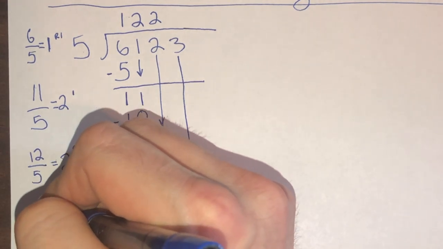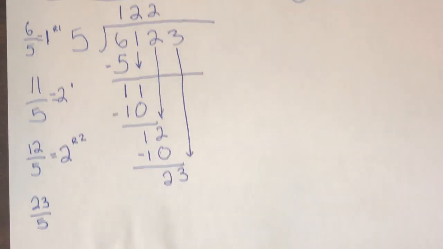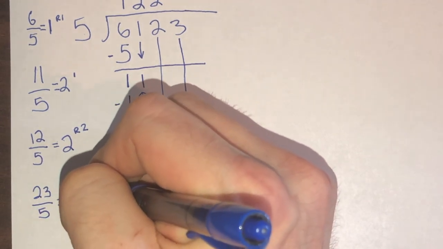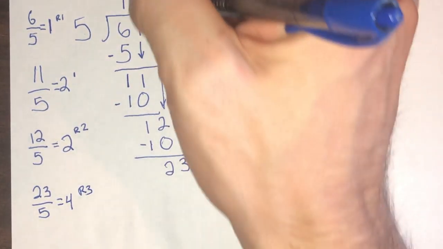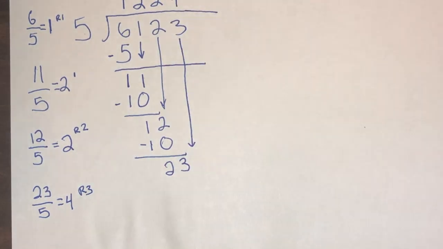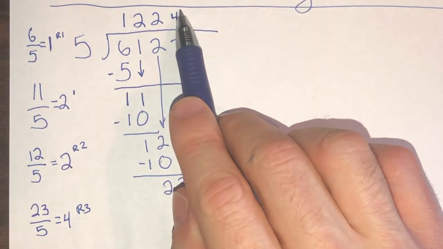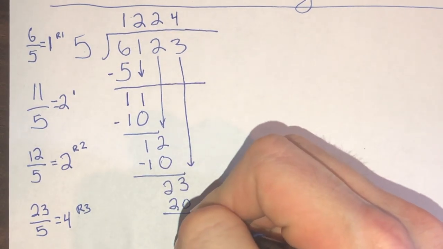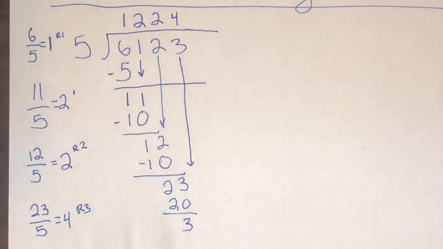How many times can I get 5 into 23? Well, I can get it in there 4 times with a remainder of 3. Okay, and so again, I take my 4 whole times, I put it up here. I take my 4 times my 5, I get 20, and that leaves me with 3. And now there's nothing to bring down, and that tells me that I'm done.